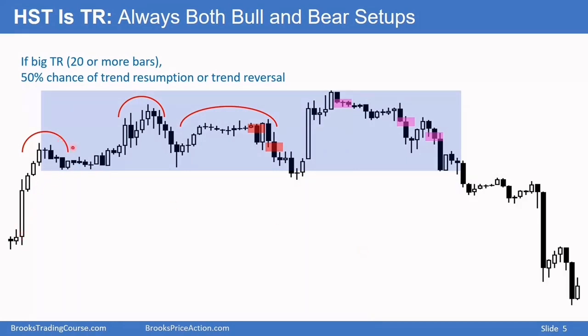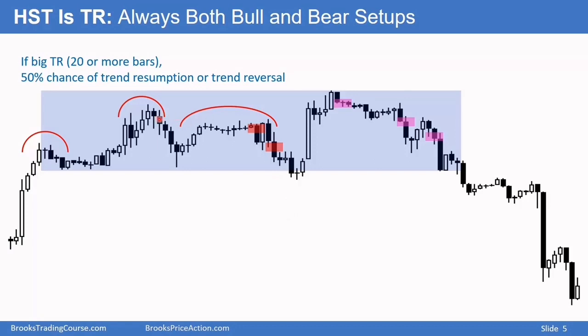We have a bull trend, and now we're in a trading range. And once a bull trend has a pullback that grows to 20 or more bars, I call it a trading range. And at that point, the probability of trend resumption up falls to about the same as the probability of trend reversal down. In general, even if the trading range has 20 or 30 bars, it's slightly more likely to resume up than reverse down, but the probability is very close to 50-50.